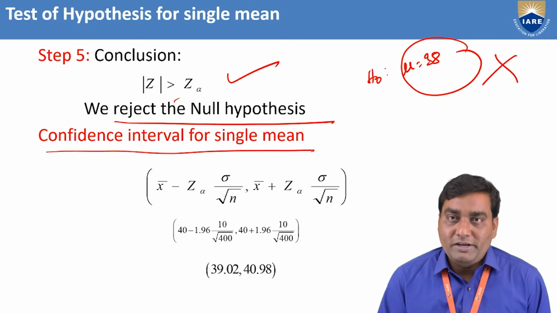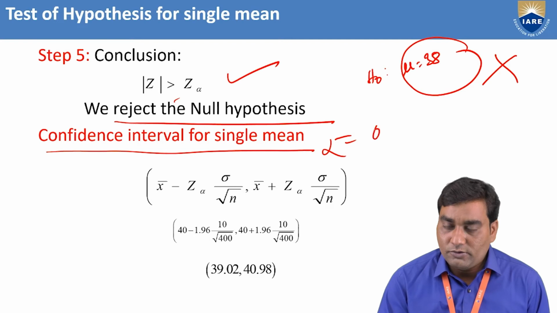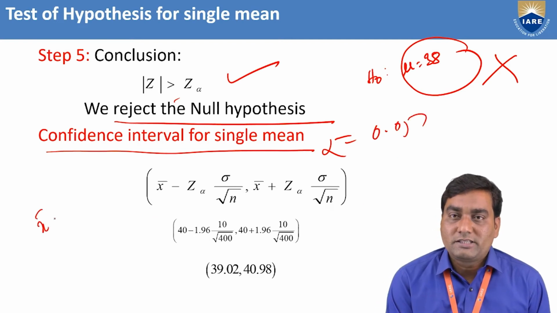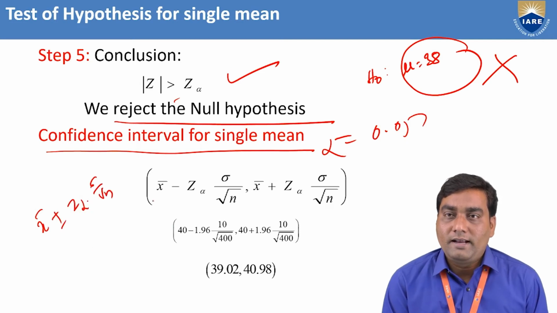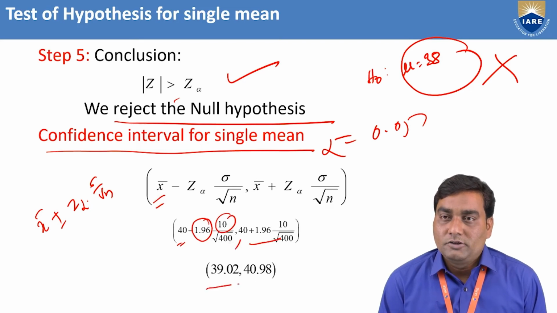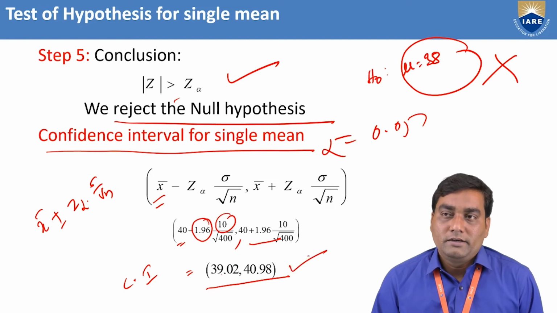And in the problem it is also mentioned that we should find the confidence interval for single mean at alpha equal to 0.05. The confidence interval formula is X bar plus or minus Z alpha into sigma by root n. All values we know: X bar 40 minus 1.96, because Z alpha is 1.96, sigma is 10 by root n, comma 40 plus the same. So therefore, this is the confidence interval. Confidence interval for single mean is 39.02 to 40.98.